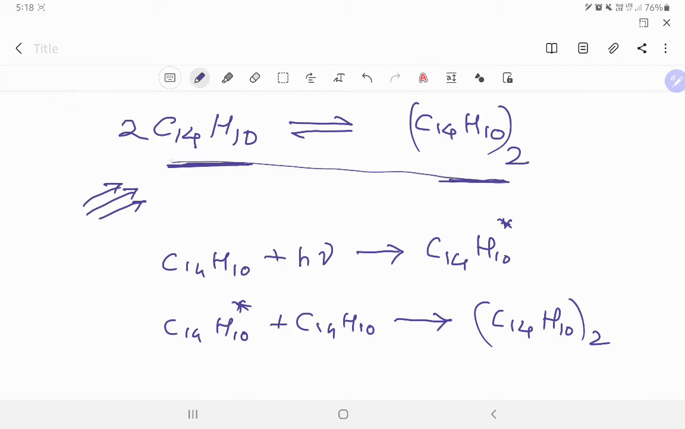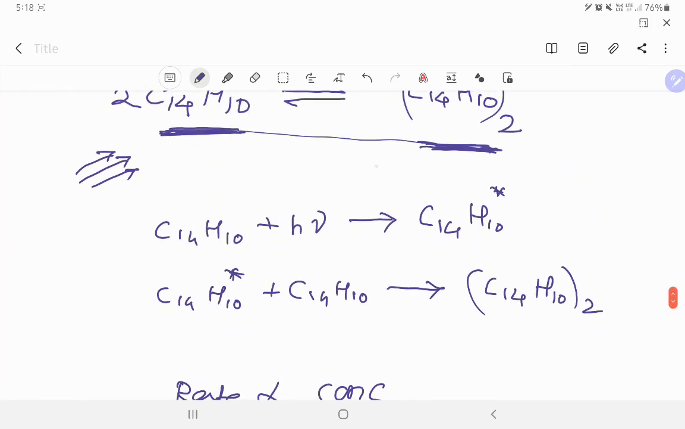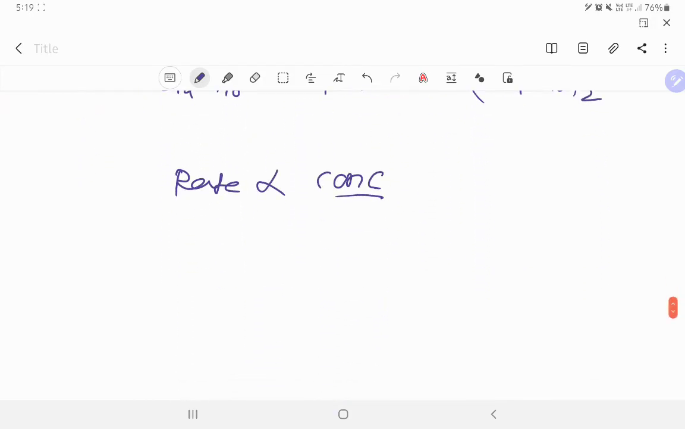Initially, it is at equilibrium condition. But if we bombard radiation, concentration of anthracene goes on decreasing. Why? There is a formation of dianthracene. And after a long time, what happens? Concentration of dianthracene also increases. But according to law of mass action, rate is directly proportional to concentration. As time passes, rate of backward reaction also increases and a state of equilibrium is obtained.